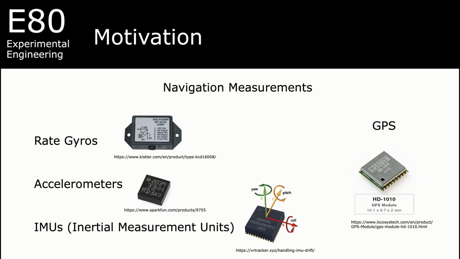A GPS measures position, but it's somewhat noisy. So if you want either velocity or acceleration, you're going to have to do some differentiation on that.